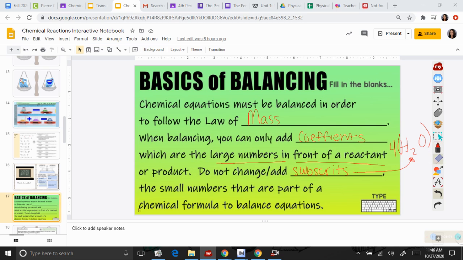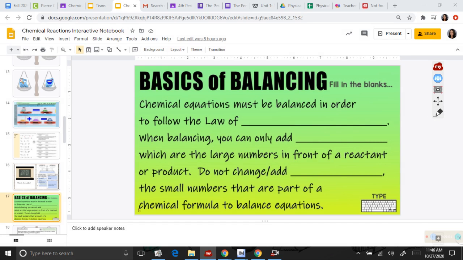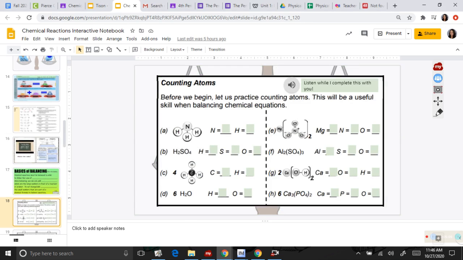So let's look at some examples of that. Okay, let's look at some examples. We're going to look at examples on slide 18. This is going to be the slide that you're focusing on today, mainly. So let's look at 18.